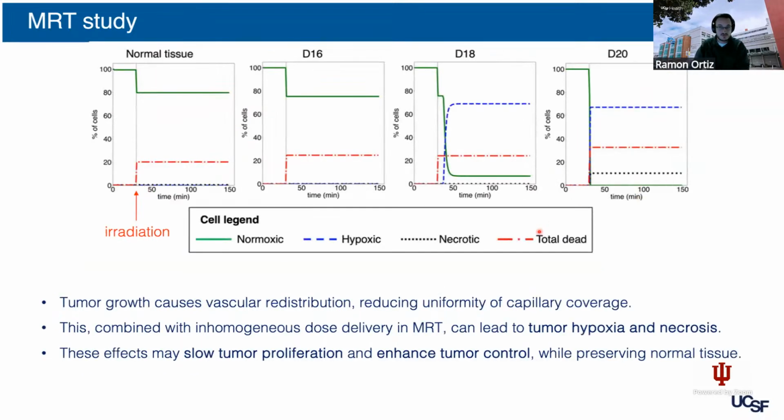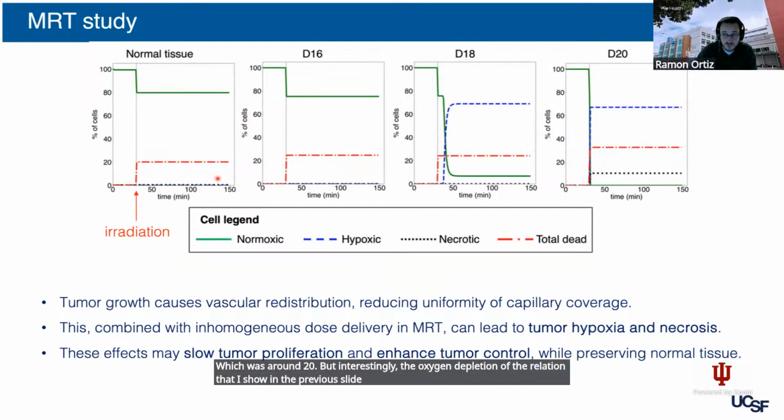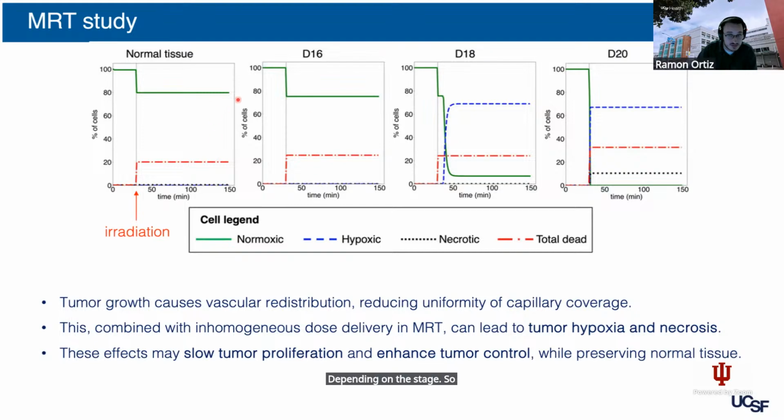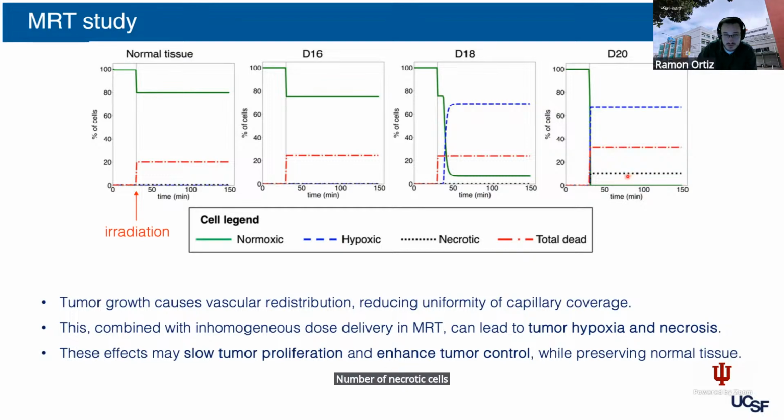So in terms of cell outcome, we can observe a similar proportion of cells, normal and tumor cells, killed by radiation, which was around 20%. But interestingly, the oxygen depletion after irradiation that I showed in the previous slide affected the fraction of hypoxic and necrotic cells, depending on the tumor stage. So in normal tissue and early stages of the tumor, cells remain well oxygenated, but at later stages, microbeam radiotherapy led to a higher fraction of hypoxic cells, up to 70%, and an increase also in the number of necrotic cells, which was up to 10%.